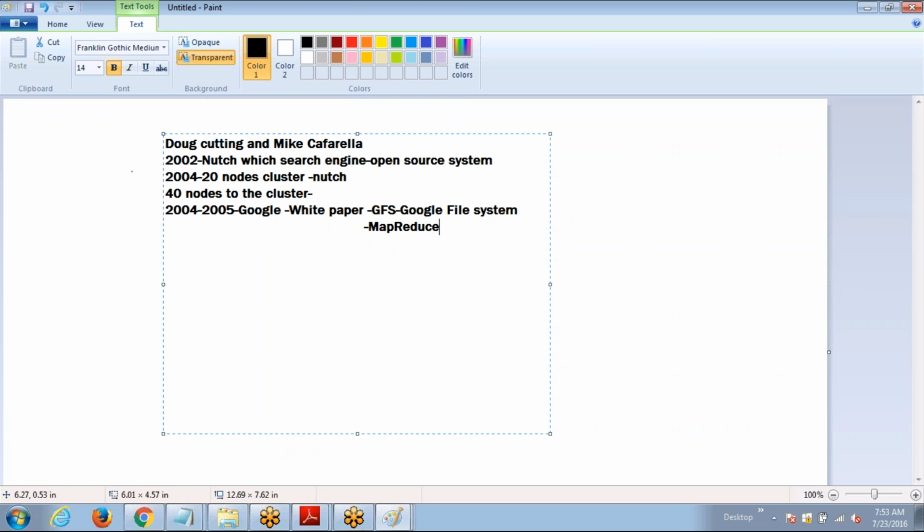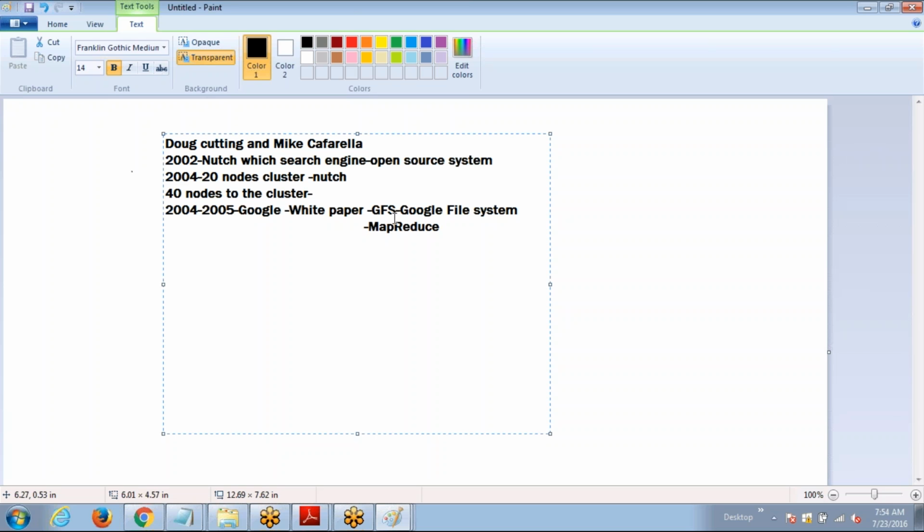Okay, these are the two white papers they have released, saying that using the distributed concept we are able to store the data in more than one computer. Using MapReduce program we are able to process the stored data in my distributed file system. That is what they wrote in the white paper.